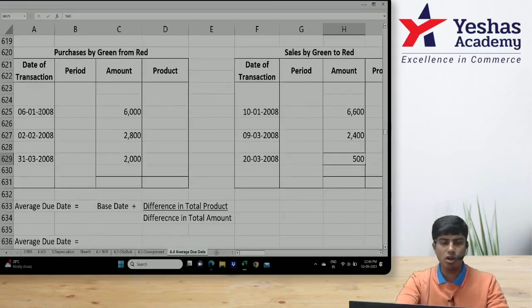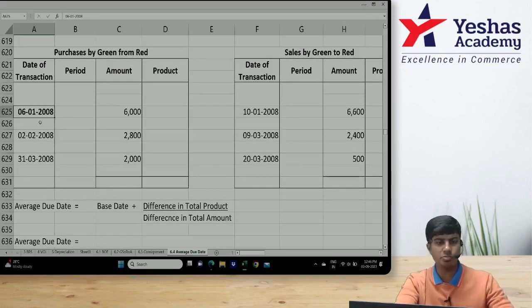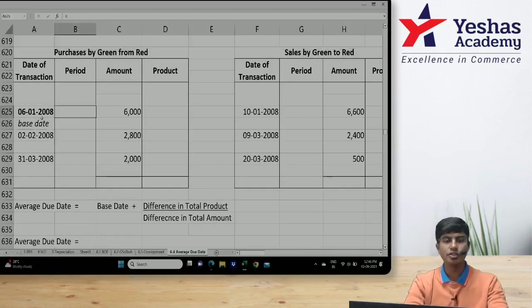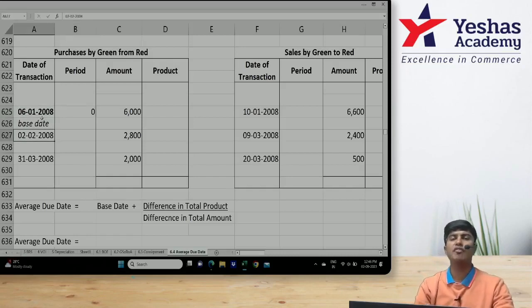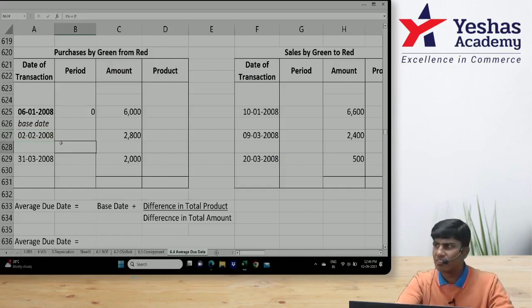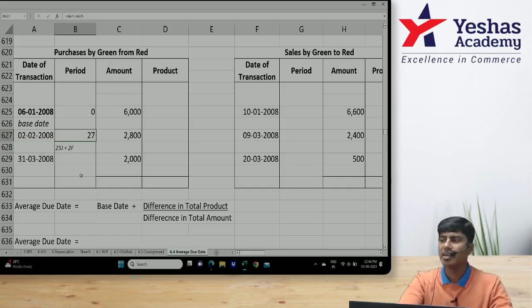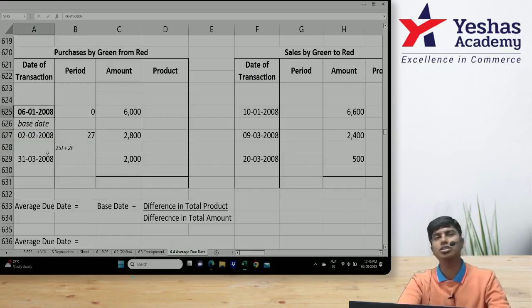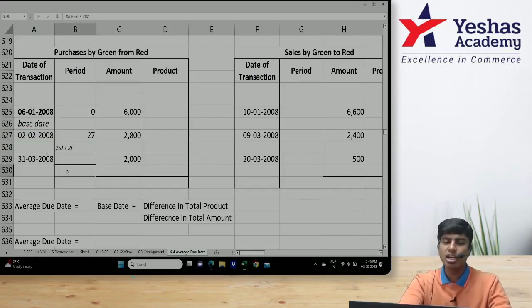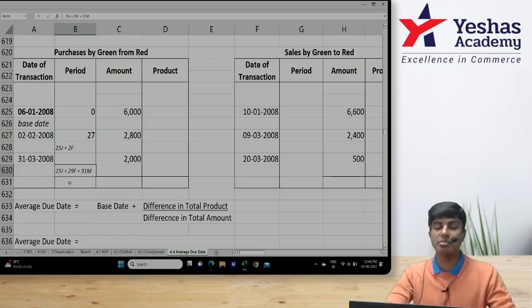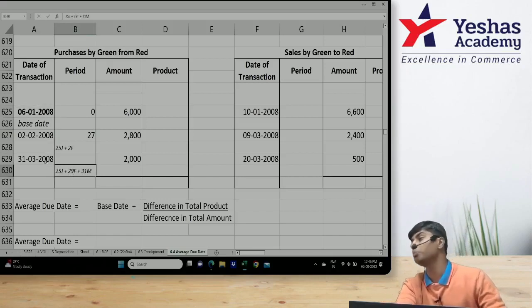Now, base date among all of them is 6th of January. Can I write 6th of January as base date? Earliest. So this will take 0. 6th of January to 2nd of February. January has how many days? 31. 31 minus 6. I am asking how many days left in January. 25 days in January plus 2 days in February. 29 days in February. 31 days in March. Sir, why 29? 2008 is leap year.